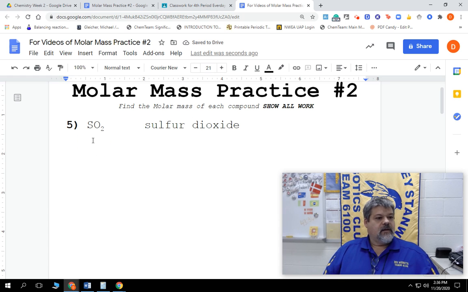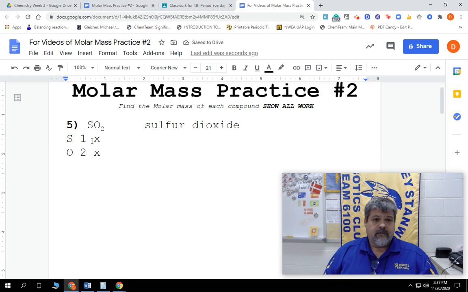Okay. Now what we've got to do for molar mass is make sure that we have all the elements. So we have sulfur. How many sulfurs do we have? We look here, no subscripts. So we only have 1 sulfur. So we're going to put a 1 there. And then we're going to do oxygen. There's oxygen. How many oxygens do we have? We have 2 oxygens.